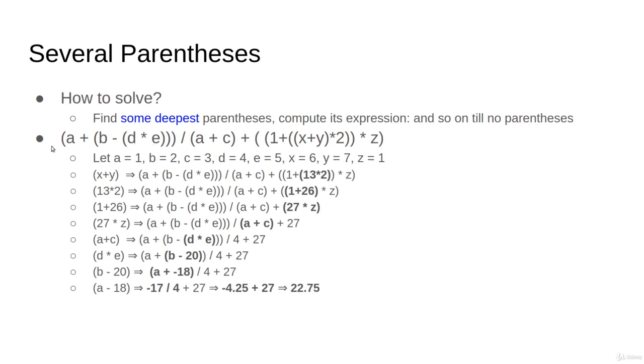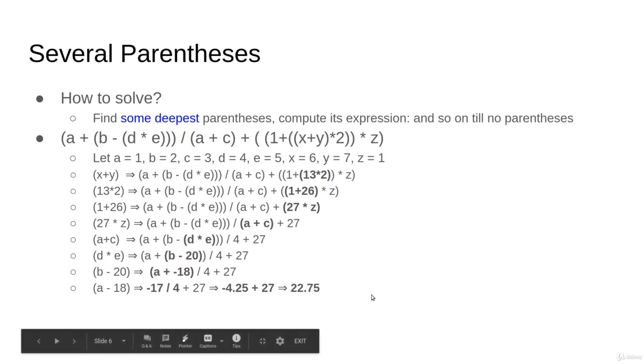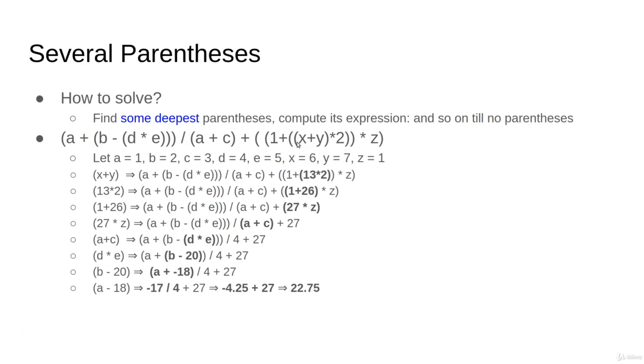The way that you do it when you have such a complicated expression is find the deepest parentheses and evaluate it first. For example, the x plus y is one of the very deep parentheses. Solve it first. Stop the video for a couple of minutes and try to come up to this conclusion. Now, let's solve it together. One of the very deepest ones here is x plus y. So we can replace x with 6, y with 7. So we have 13 plus 2, which is 26.